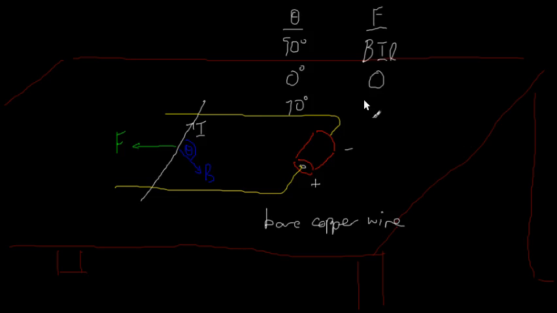There is a formula for the general case, when the angle is not 90 degrees or 0 degrees. The formula is BIL times the sine of the angle. This is the formula that we need to use if the angle is in between 90 degrees and 0 degrees. That means if it's neither perpendicular nor along the current direction, if it is at an angle.